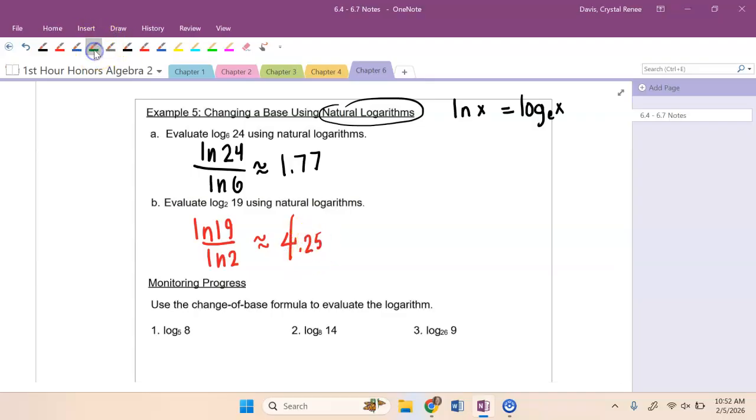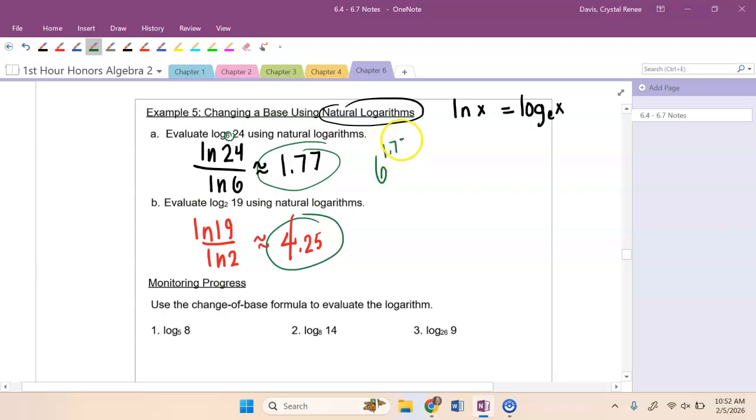And once again, recognize what these two show you. This tells you that 6 to the power of 1.77, the 1.77 is rounded, so this will be very close to 24. And this says 2 to the power of 4.25 is very close to 19.